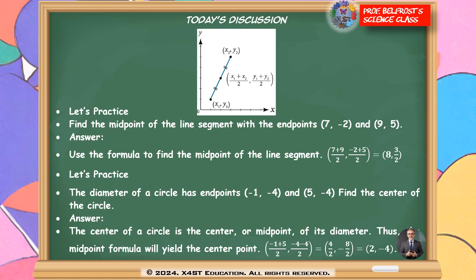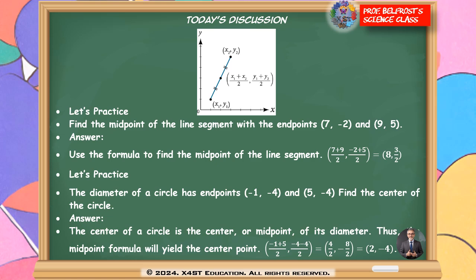Okay, here's an example for you to understand the concept. Find the midpoint of the line segment with endpoints (7, 2) and (9, 5). Actually, this is very simple. We just need to apply the formula to find the midpoint. The sum of 7 and 9 divided by 2, and the sum of 2 and 5 divided by 2, which gives us x is 8, y is 7 halves.